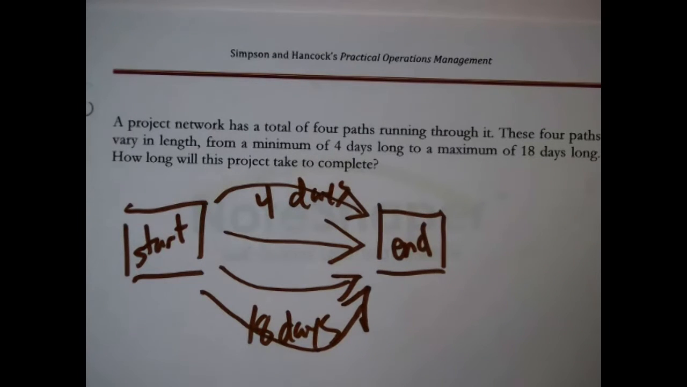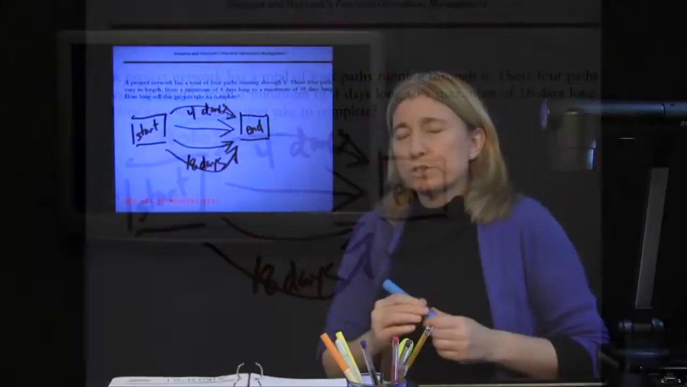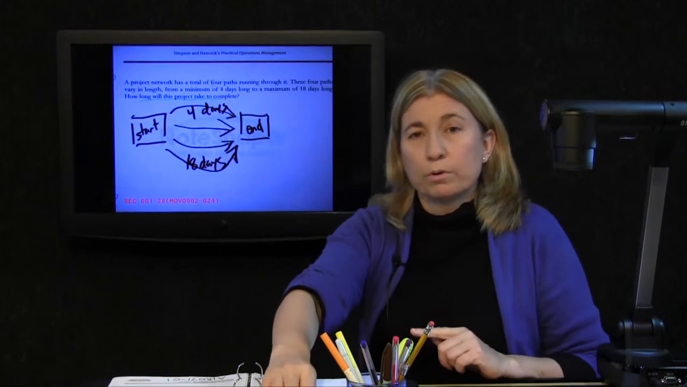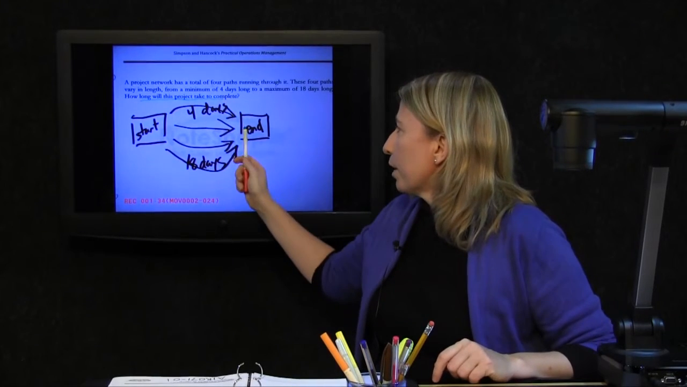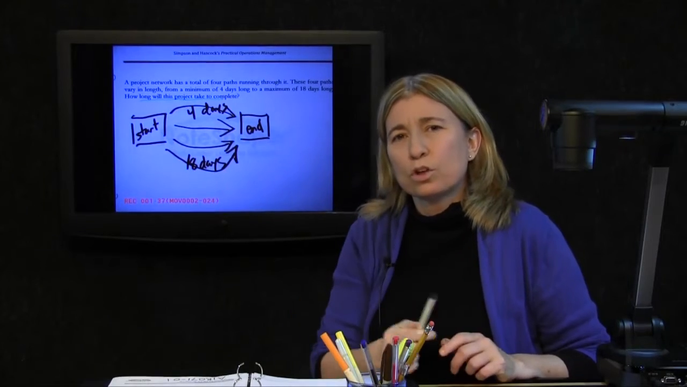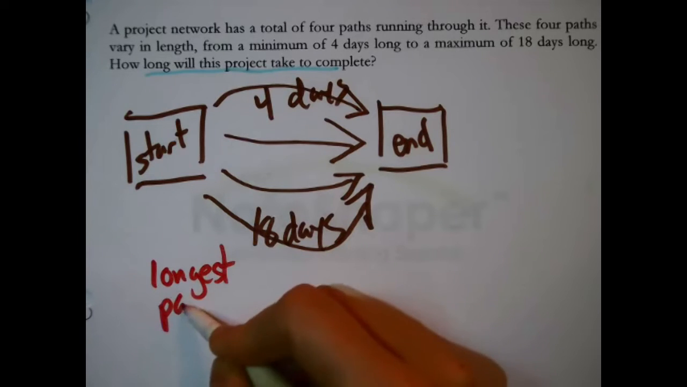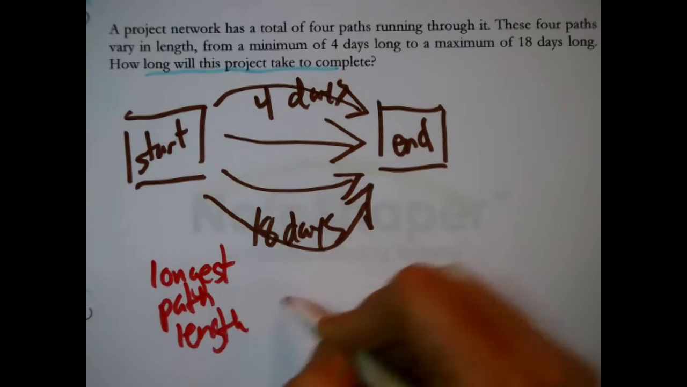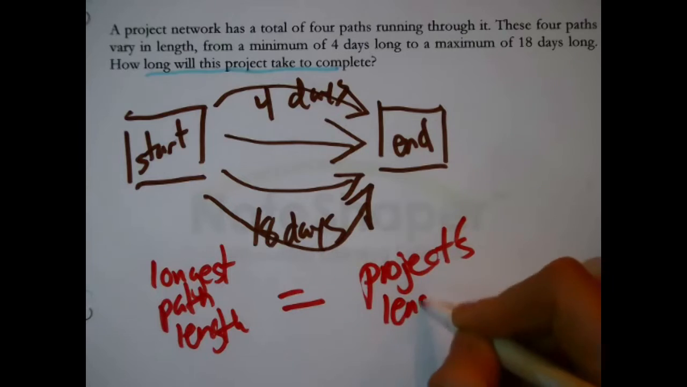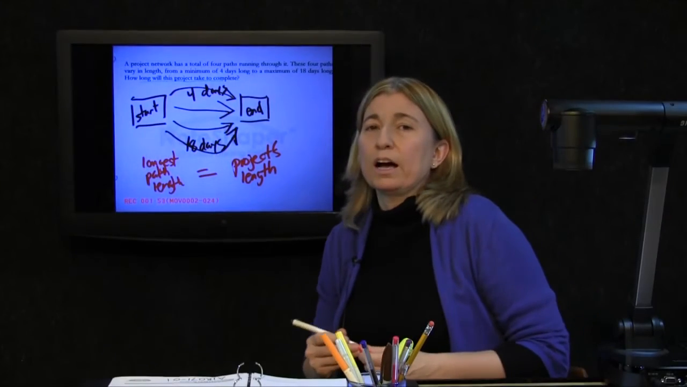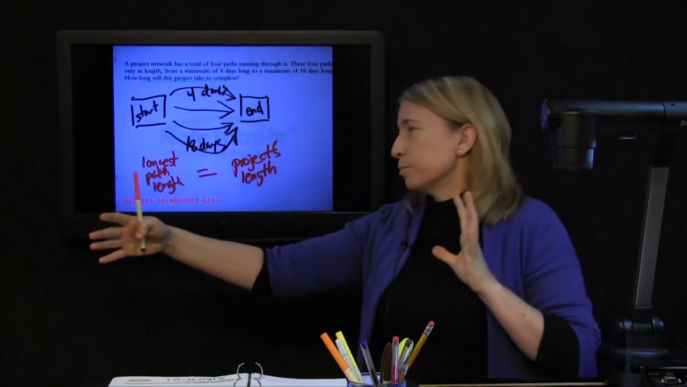Now it's asking about the project's overall length. How long will the project take to complete? To answer this question, we need to remember a very important principle from critical path analysis. The length of the project is equal to the length of the longest path. Longest path length equals project's length, because that particular path is the critical path. That is the path that is causing the project to be that length.